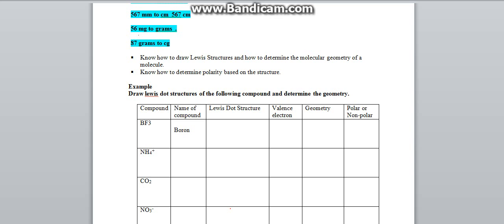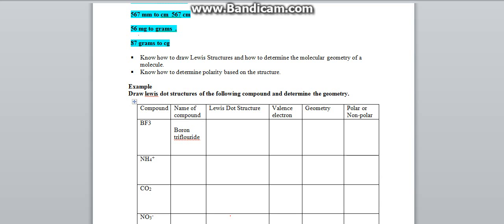Boron. Trifluor. Is tri right? Wait, give me a second. I gotta figure out if tri is right. Probably is. Okay, I don't know why I doubted myself.